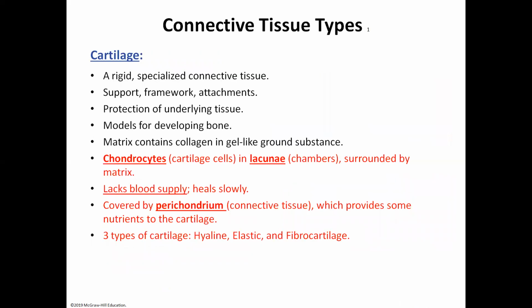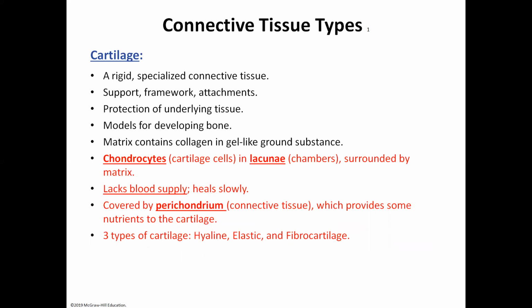All right, next we're going to be moving on to cartilage. Cartilage is going to be a very specialized connective tissue. So now we're moving into those specialized connective tissues. When we think about cartilage, it actually is the model for our developing bone. We'll talk more about that in just a few weeks when we start talking about the skeletal system. It's going to be protection for our underlying tissue, and it can also be a framework as well.